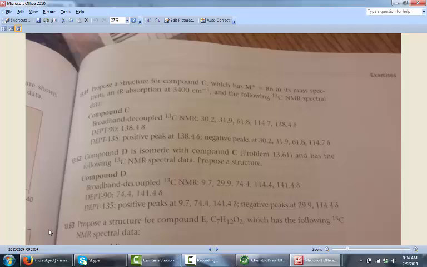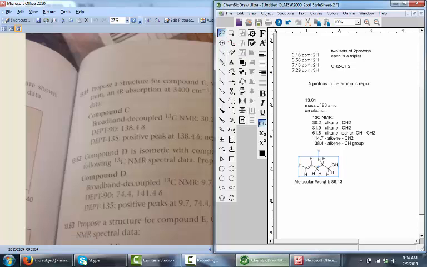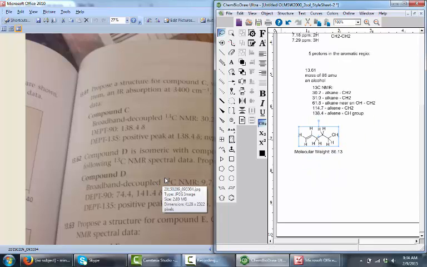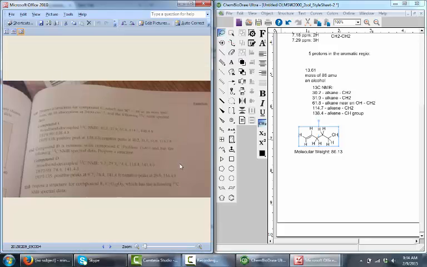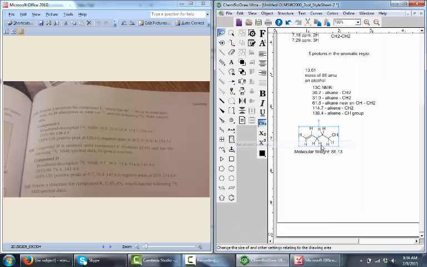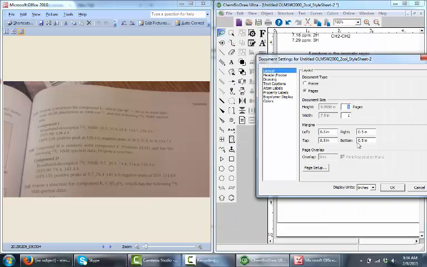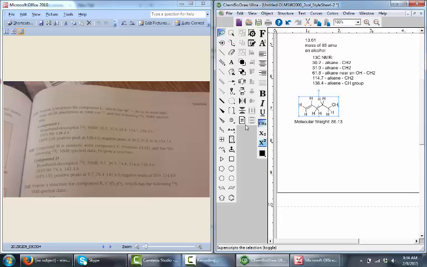And that question says that compound D is isomeric with compound C. So that's the structure we just figured out over here. But it has slightly different carbon-13 NMR data. Okay, so let's see if we can figure out what this means. Let's do now compound D. Let's give us a little bit more space for this. Now in my regular carbon NMR spectrum, I'm looking at 9.7, 29.9, 74.4, 114.4, and 141.4.